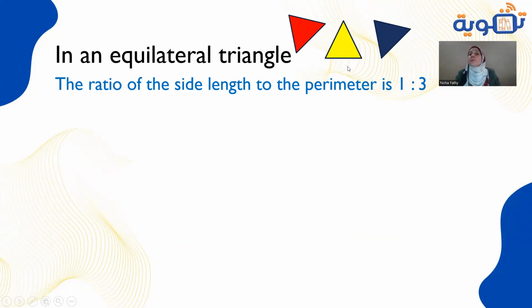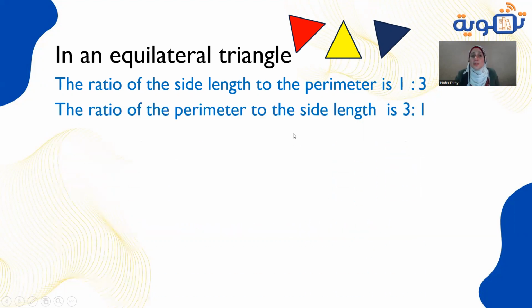And remember it, we have 3 sides in the equilateral triangle, 1 to 3, because the perimeter is the sum of 3 sides. If I want to reverse the ratio, between perimeter to side length, it is 3 to 1.